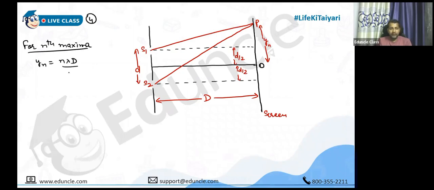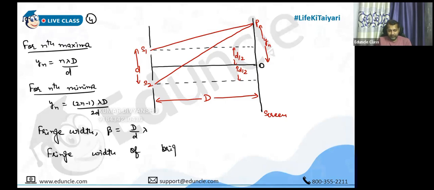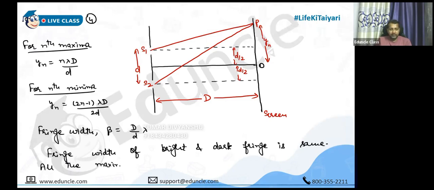Now for nth maxima, yn equals n lambda D by d. For nth minima, and fringe width, which is denoted by beta, that is lambda D by d. The fringe widths of bright and dark fringes are the same, meaning all the fringes are of the same thickness in the interference pattern, and all the maxima are equally bright. Similarly all the minima have the same intensity, so there is no intensity difference. Clear?